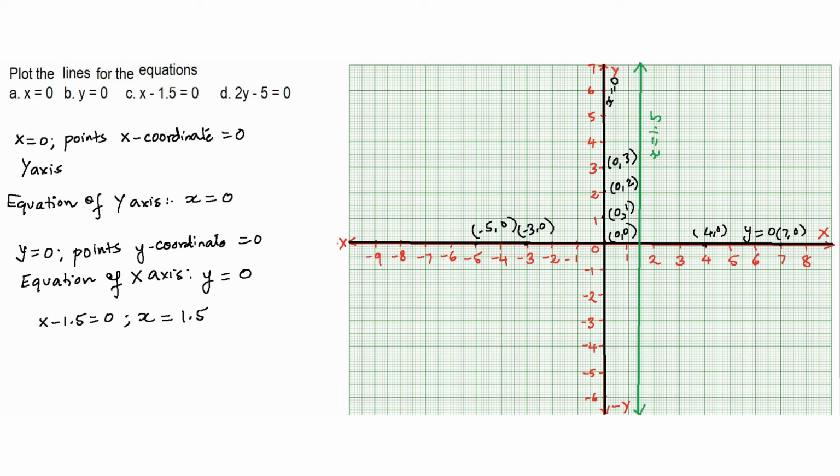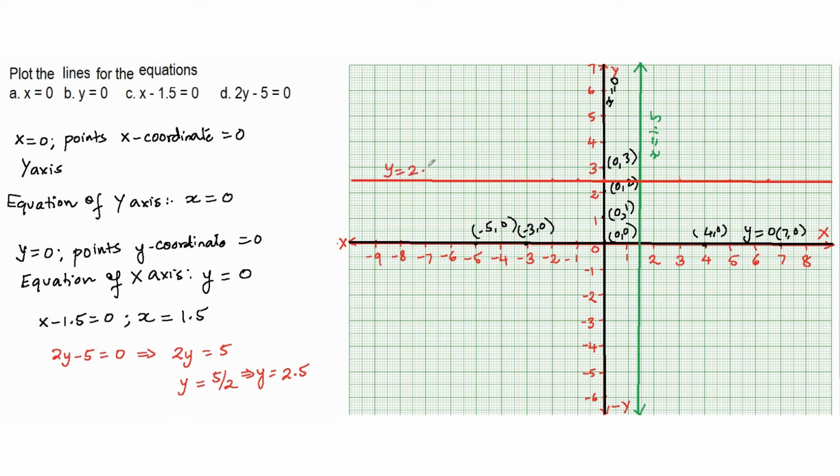Similarly, I want to plot 2y minus 5 equals 0. So 2y minus 5 is 0, which means 2y is equal to 5, and therefore y is equal to 5 divided by 2, which means y equals 2.5. So we want to find all points whose y coordinate is 2.5. And therefore the line which is parallel to the x-axis passing through these points will have the equation y equals 2.5.